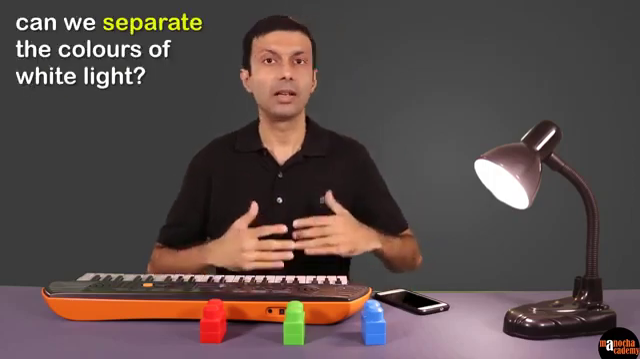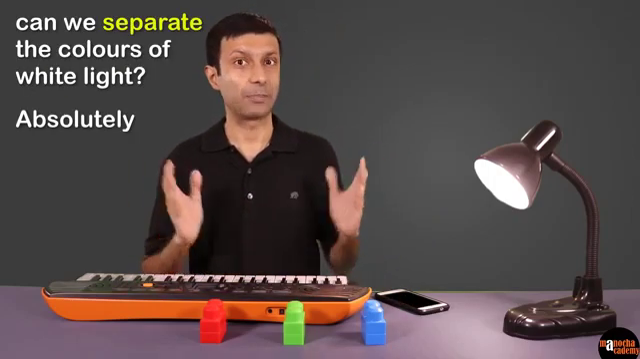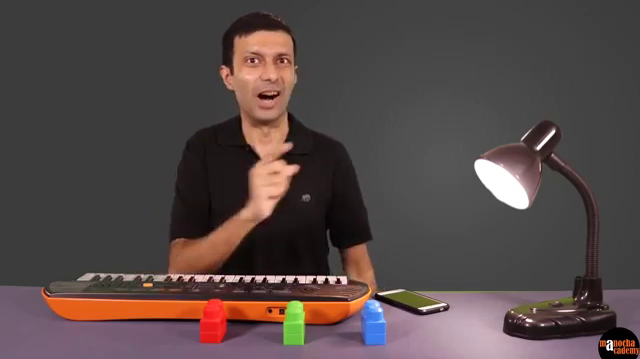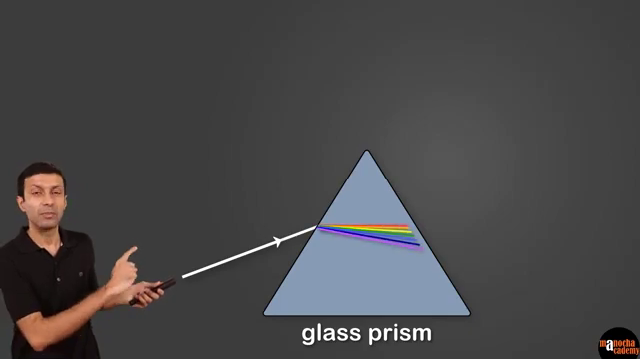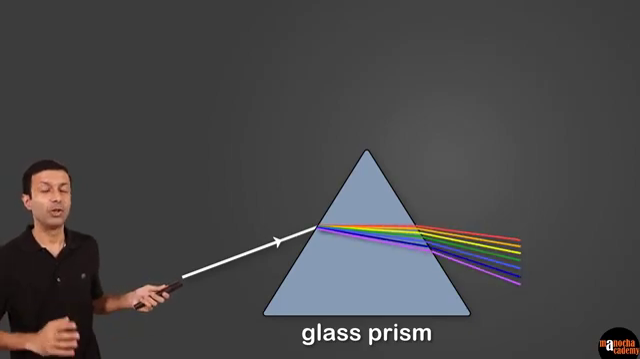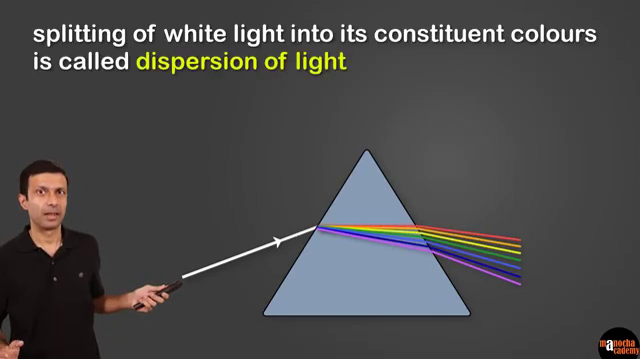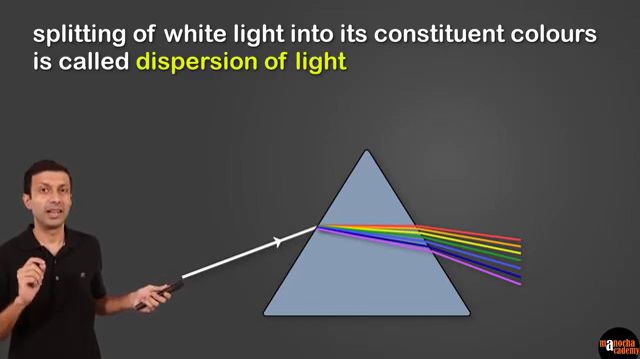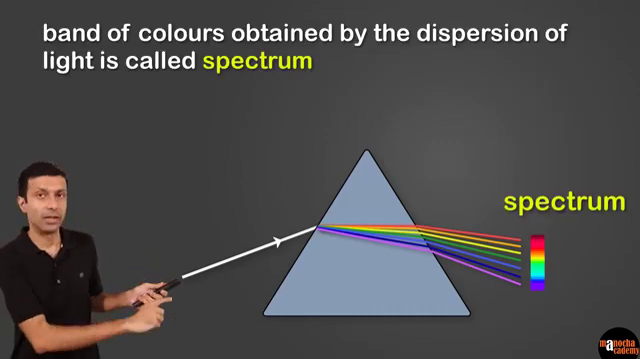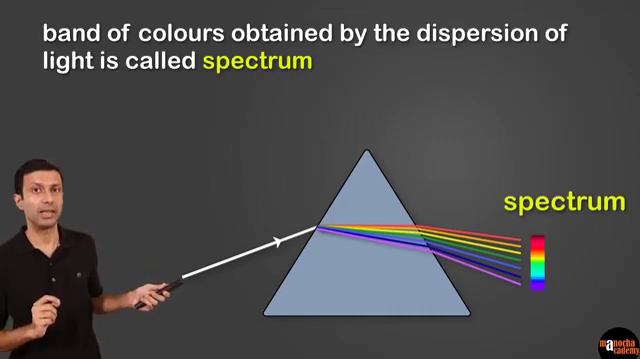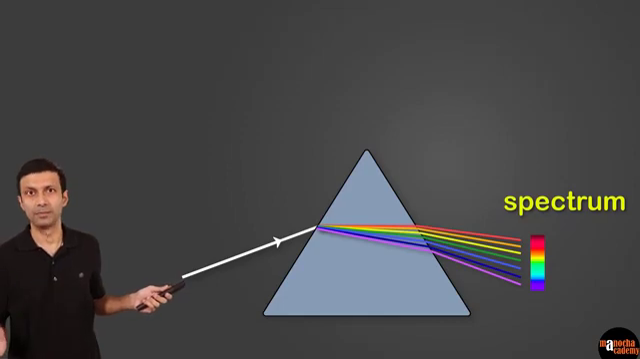Now, can we separate the colors of white light? Absolutely. Let's take a look how. When you shine white light on a glass prism, as you can see, the glass prism splits the white light into its constituent colors. And this splitting of white light into its constituent colors is called dispersion of light. And the band of colors obtained by this dispersion of light is called spectrum.